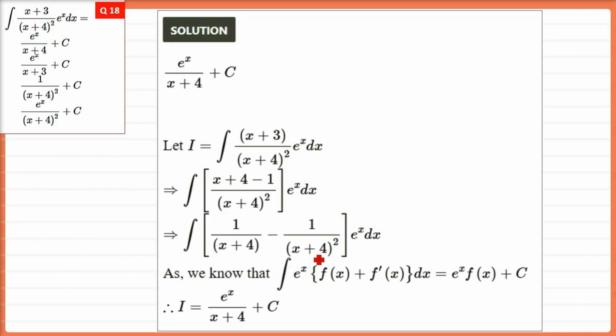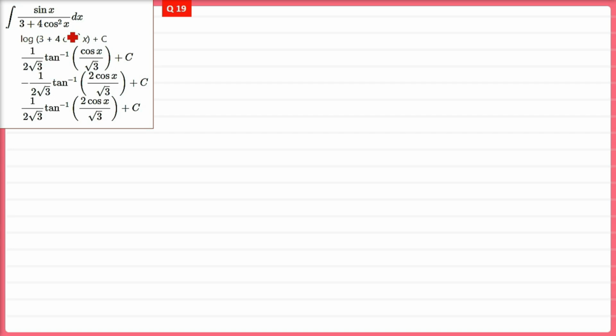I hope that this is quite easier for you. All right, there are 3 to 4 questions which we have done until now. We're on the 18th question, and those questions have used this expression, this result. This result is very important. If you don't understand this or don't know this, it will be difficult for you to solve. Sin x by 3 plus 4 cos square x. Now before I go ahead, what is the result?